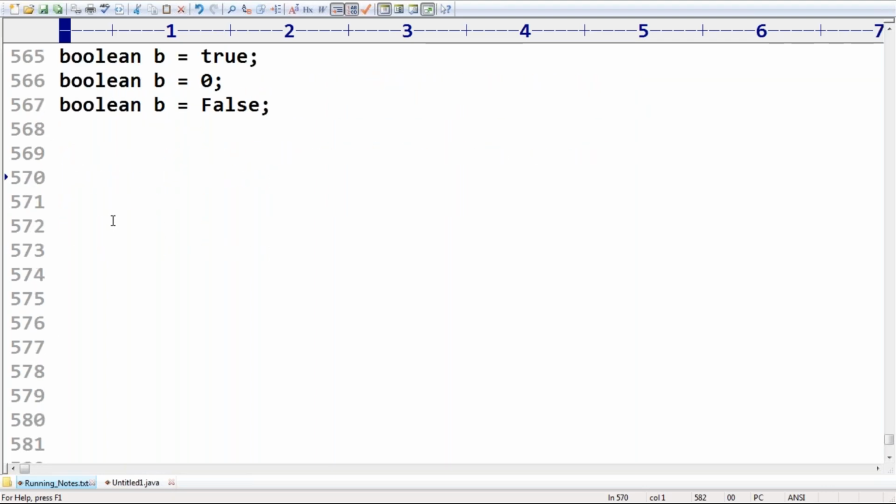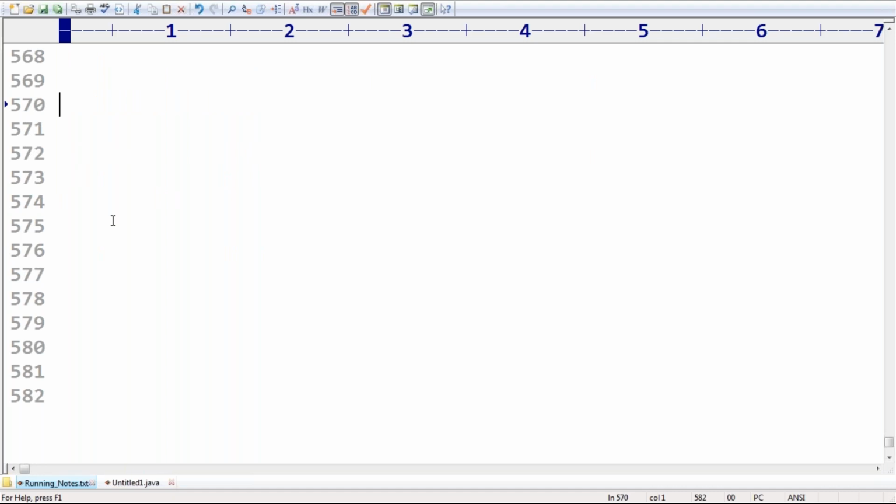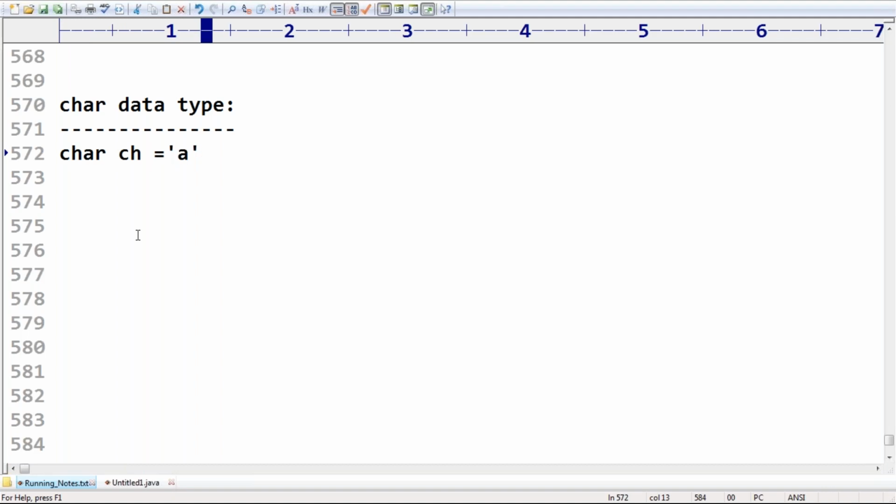Now the next data type is char data type. Remember this one. For char data type, there are multiple ways to specify a char value. The first thing you have to be aware of: char ch is equal to a single character within single quotes. Remember this one. Happily you can take it, sir.